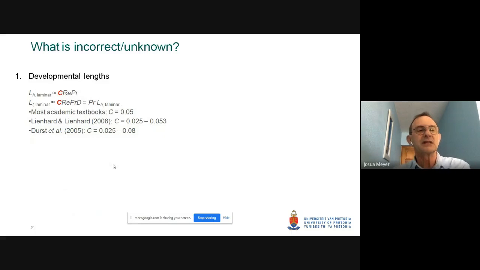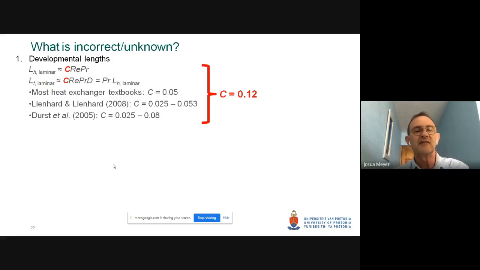However, these coefficients of 0.05 in some other textbooks actually gave different values, but most textbooks would give this value of 0.05. That actually comes from theoretical work, and we did go and check that with our experiments. Next slide, please. And we have found that that value is actually very inaccurate. We have found that that value should be 0.12, which means it is more than double what we are teaching our students. Next slide, please.